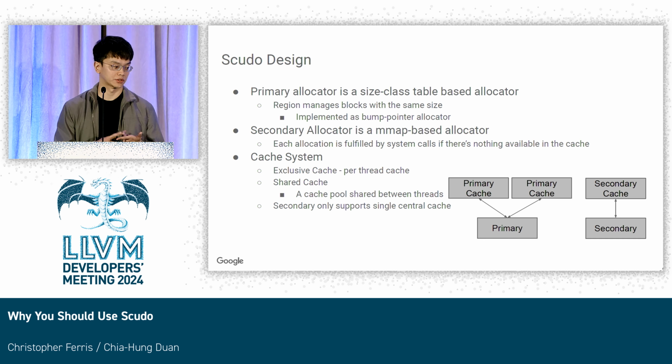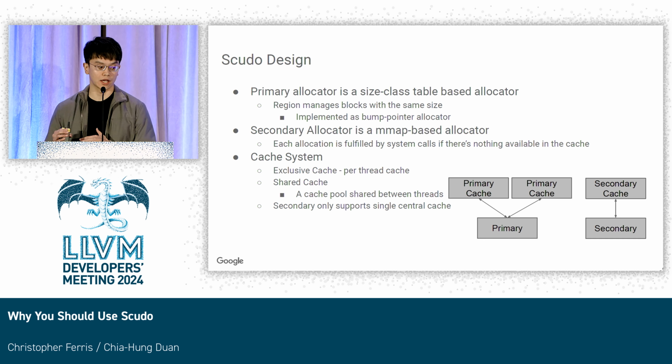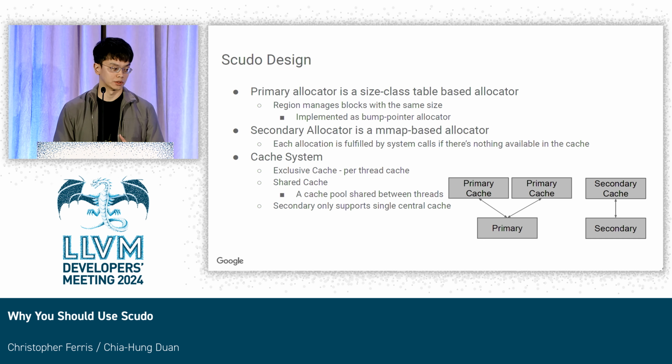The primary allocator is the size class table-based allocator. For each memory request, its size will be rounded up to the closest entry in the size class table. And here's a term called region. A region is used to manage the blocks with the same size. Depending on how the size class table is defined, we will have the same number of regions for the primary allocator. And it's just a one pointer allocator for each region, so it's fast.